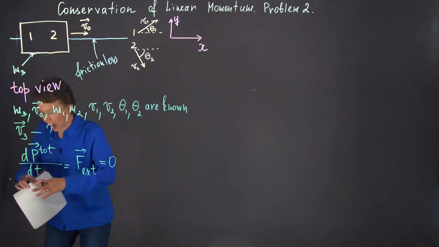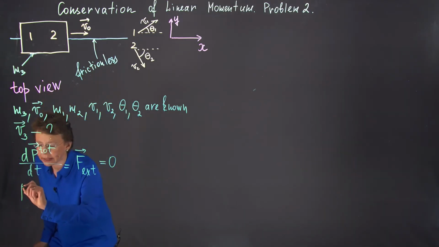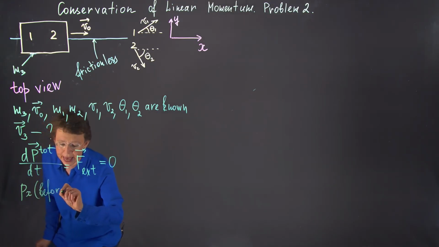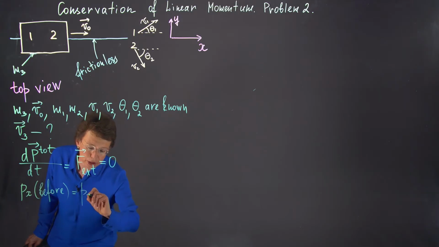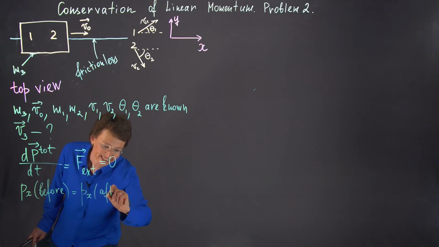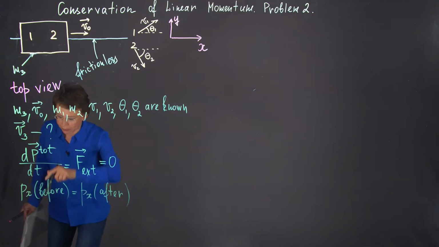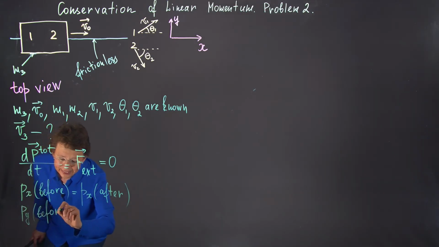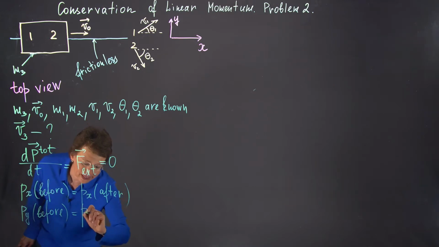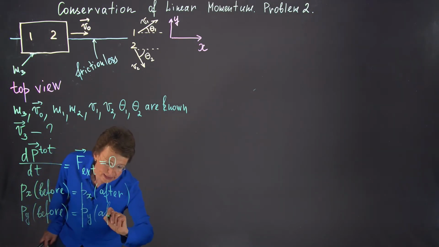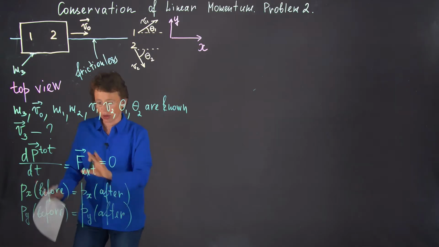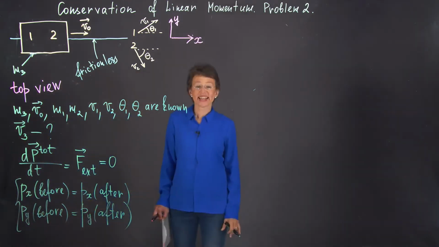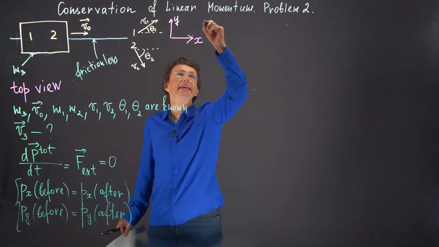And now I'm ready to write px before, px after. Our law that we will be using: px before is equal to px after, and py before is equal to py after. I write it again and again because I want to keep it well structured. So this is our law. Now I'm ready to write my px before.